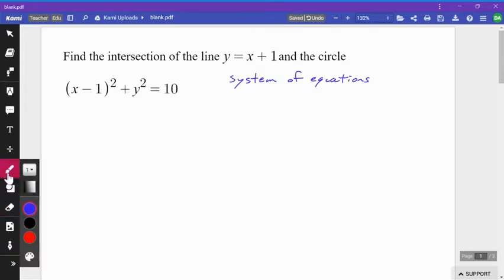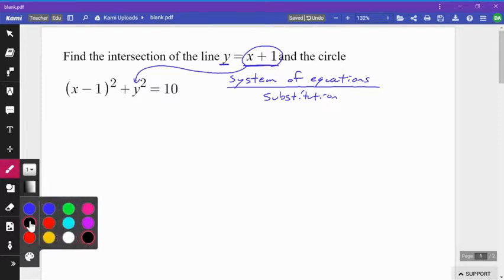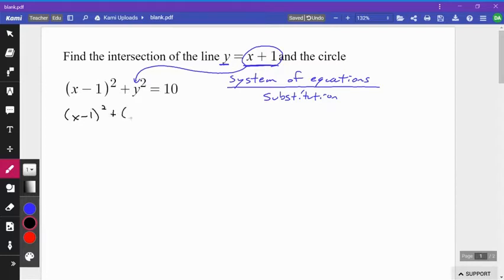One way to solve the system back in algebra was by substitution. And that is exactly what we want to do today. I see here that y is going to equal x plus 1. So what I can do is I can take this x plus 1 and plug it in for y. So that is going to give me this equation: (x minus 1) squared plus (x plus 1), the quantity squared, equals 10.